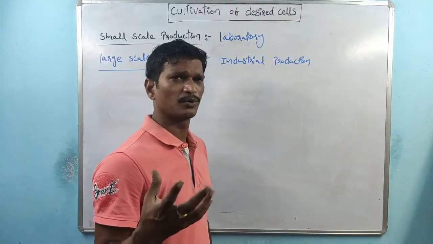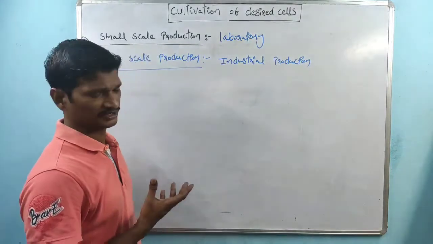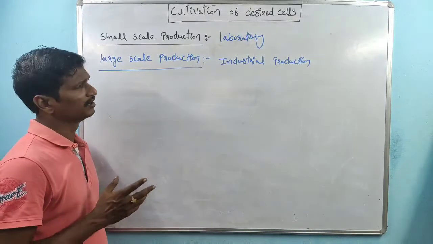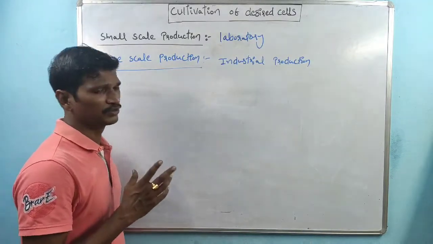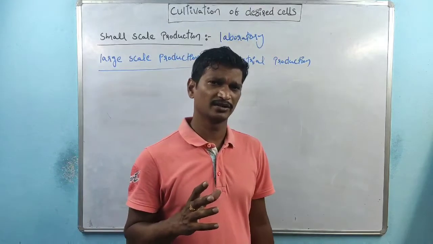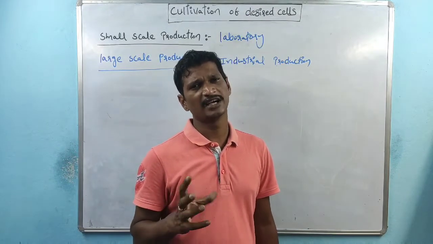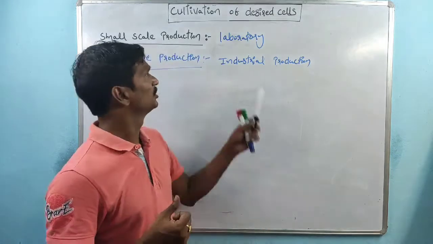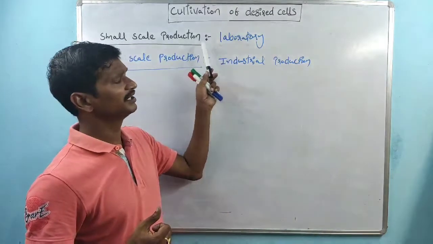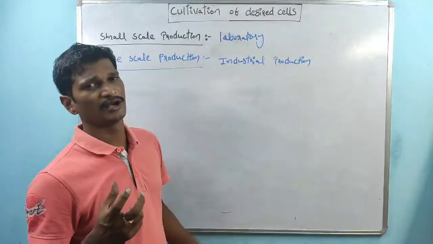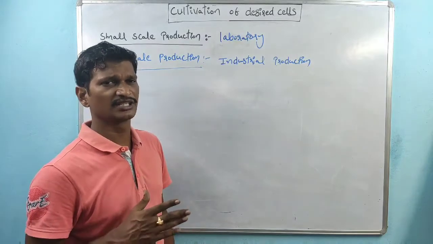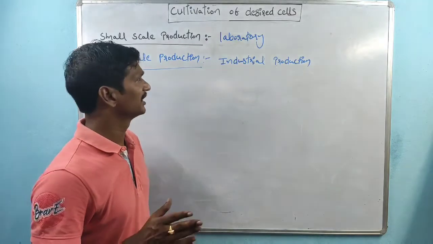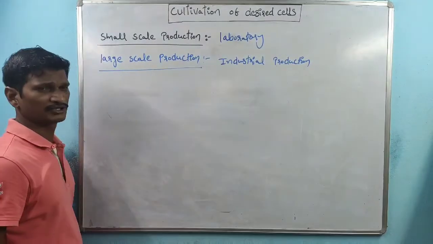Some prokaryotic cells we isolated, that is E. coli. E. coli is the major suitable organism. What kind of E. coli here? Modified or recombinant E. coli cells are isolated and subjected to small scale production. The total process is done within laboratory conditions. Once the checking is completed, if the recombinant E. coli is suitable, then the next step is large scale production.